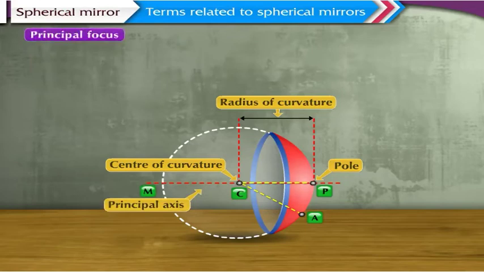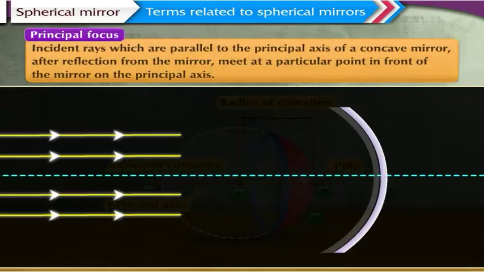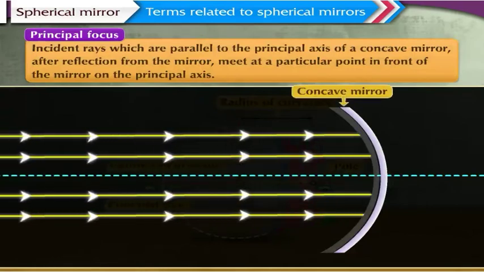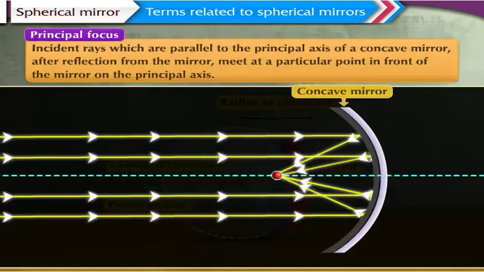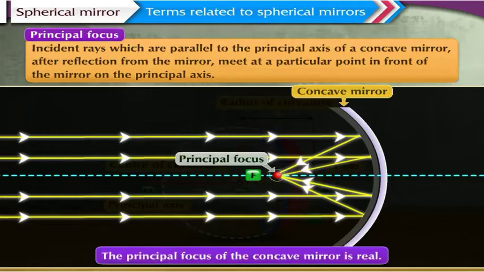Principal focus. Incident rays which are parallel to the principal axis of a concave mirror, after reflection from the mirror, meet at a particular point in front of the mirror on the principal axis. This point is called the principal focus of the concave mirror. F is the principal focus of the concave mirror. The principal focus of the concave mirror is real.